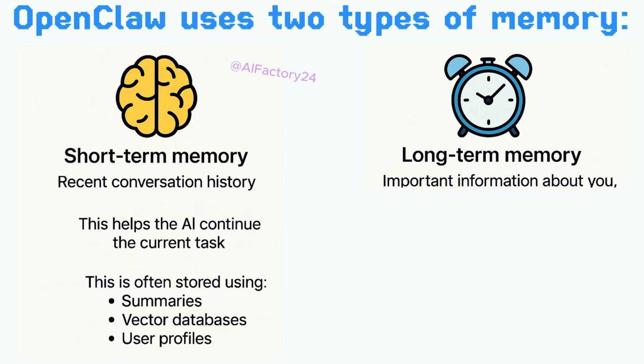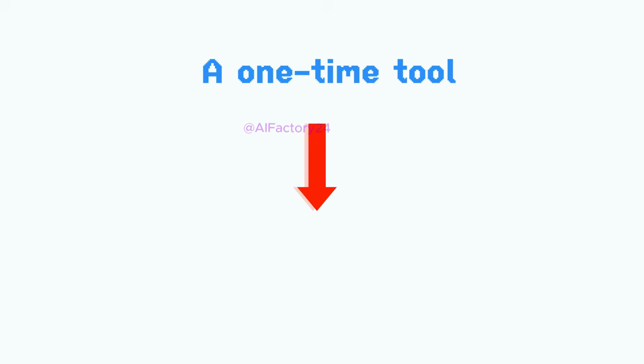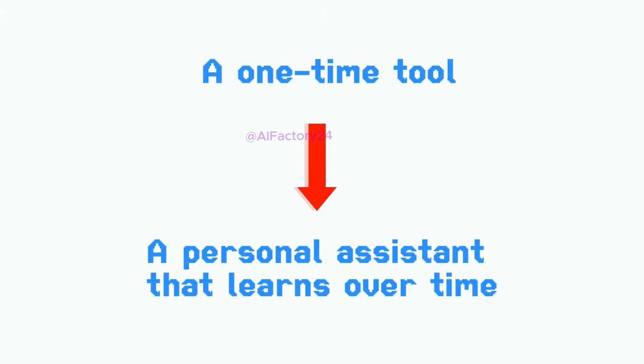Long-term memory, important information about you, such as preferences, interests, frequently used tasks, important context. Why this matters: memory turns AI from a one-time tool into a personal assistant that learns over time.